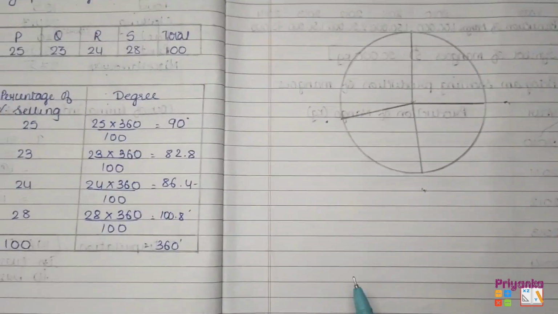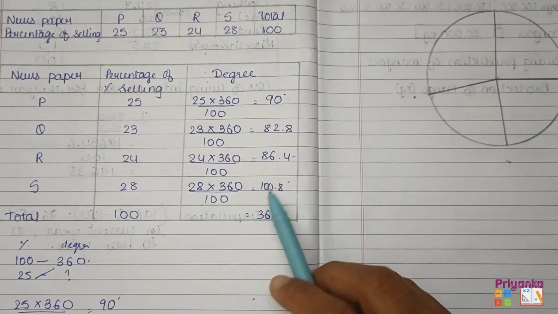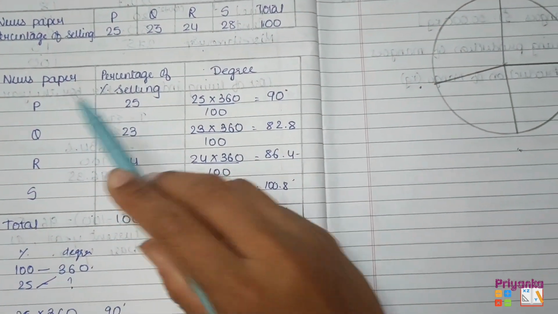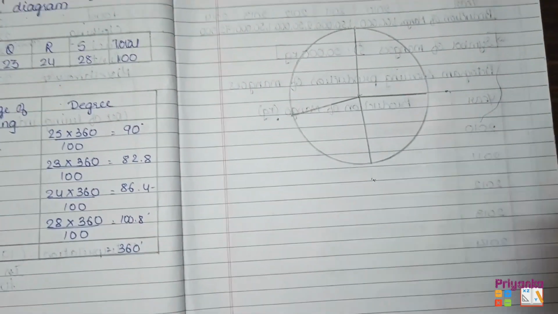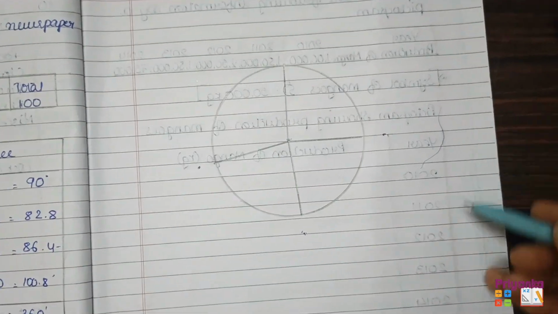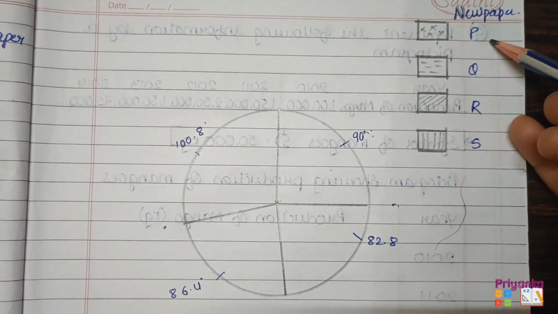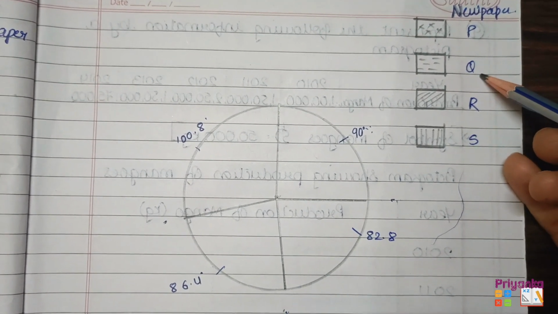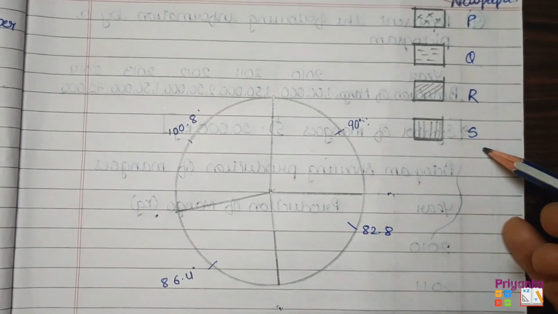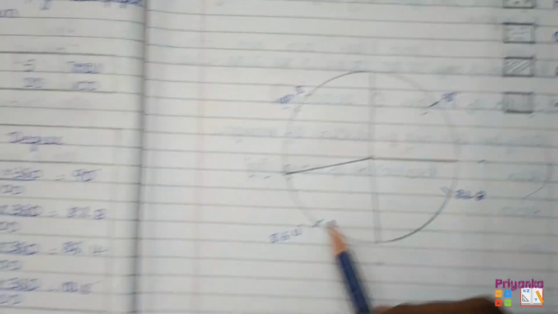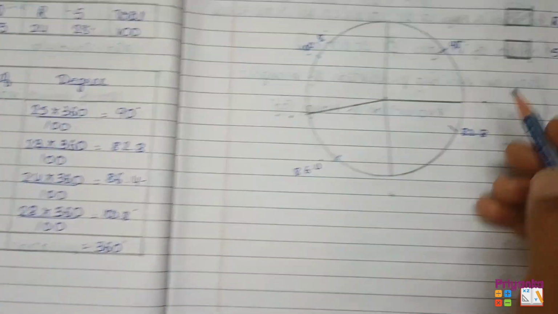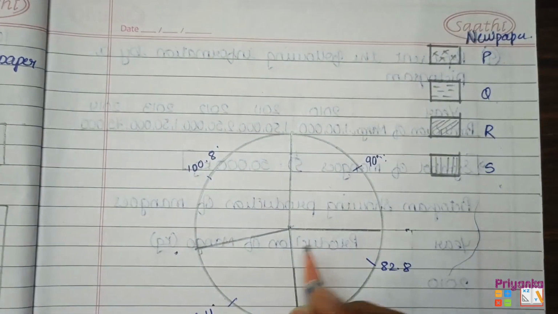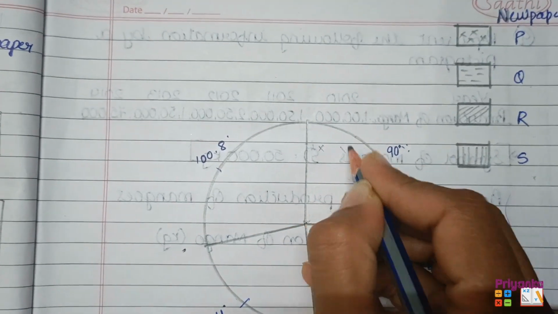Now you have to display the information. For newspaper P, how can you recognize the P? So for this you have to show the display buttons of the newspaper for the company: newspaper P, newspaper Q, newspaper R and newspaper S. Now after removing the degrees, you have to show which newspaper is this. For P, I made a little cross.